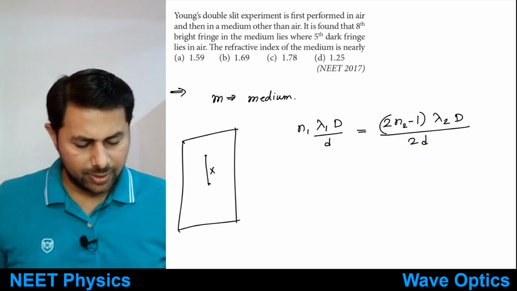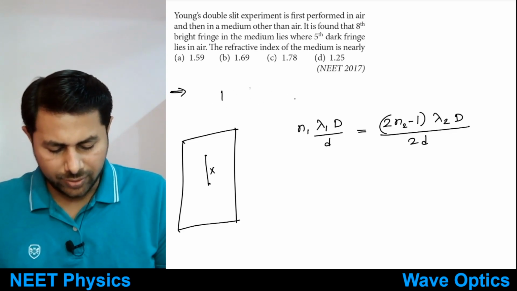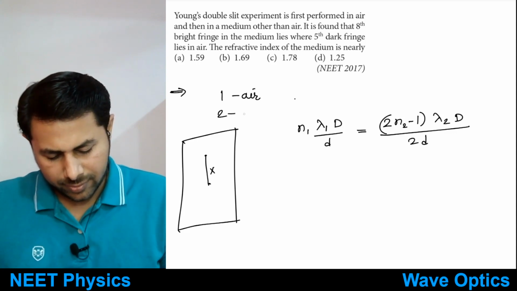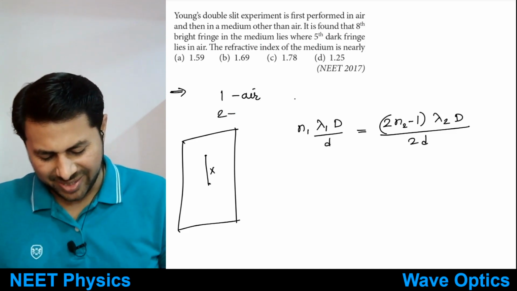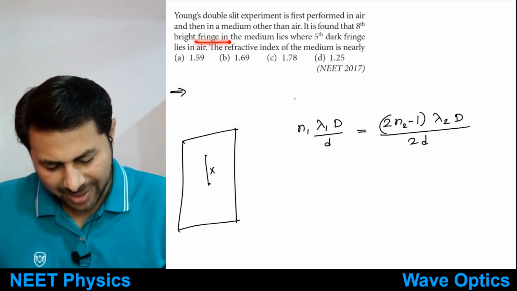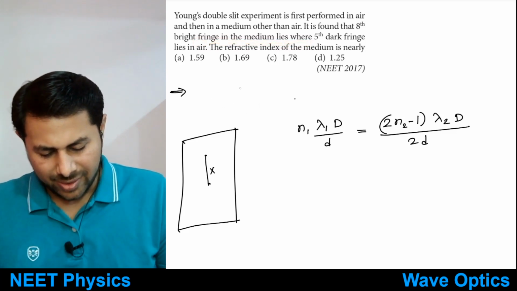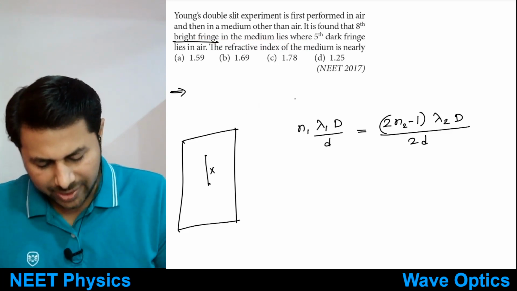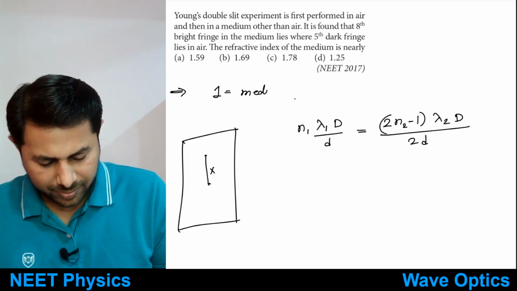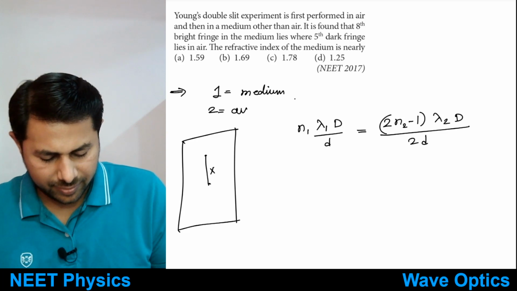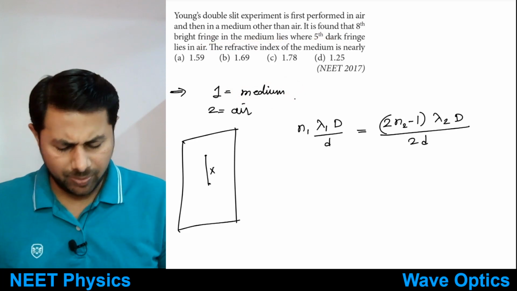So let's say 1 is air and 2 is the medium. No, it's 1 is the medium, right? Because it's given that 8th bright fringe in the medium, where 5th dark fringe. So 8th bright fringe in the medium, right? So first one is the medium and second one is air, because bright fringes are formed in the medium and dark are formed in the air. So then put the values.